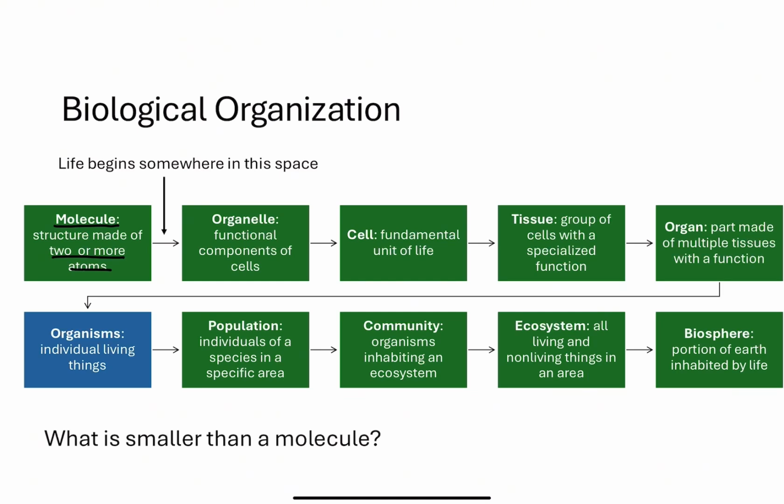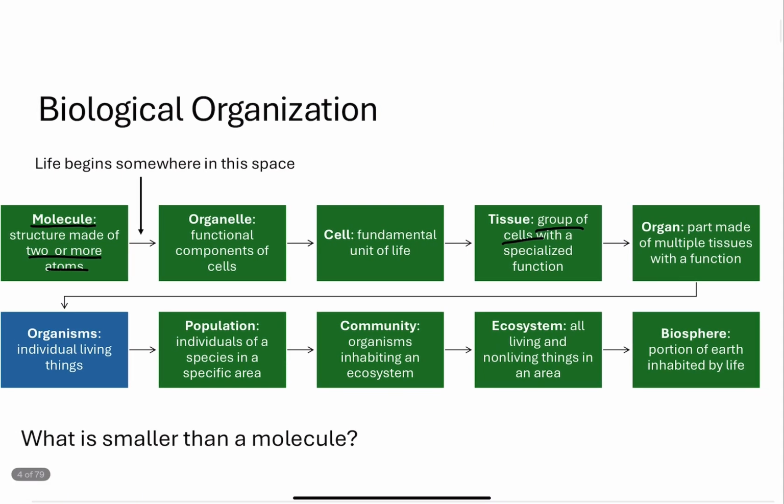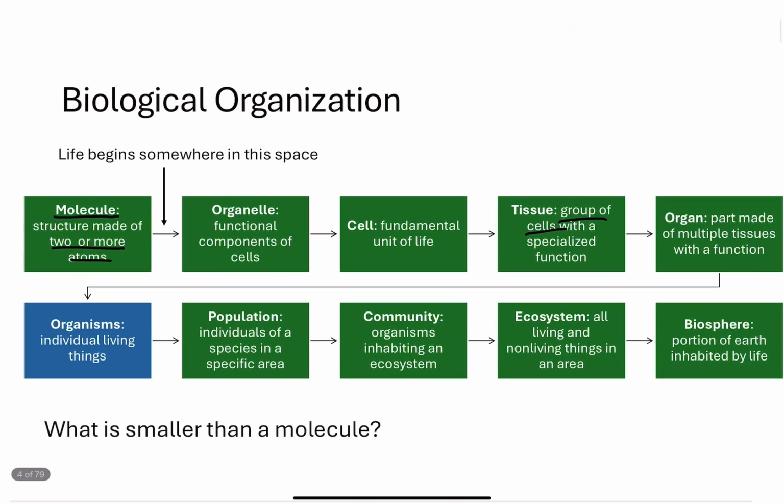And then we get to tissues. A tissue is just a group of cells working together, like muscle or nervous tissue. Then we have organs. Organs are structures made up of multiple tissues, kind of like our heart and our lungs. And then we get to organisms. Organisms are single individual living things. After organisms, we get population, which is a group of the same species in a really specific area.